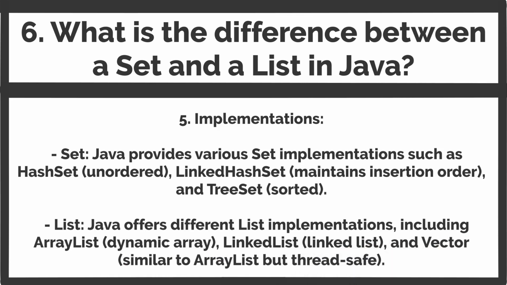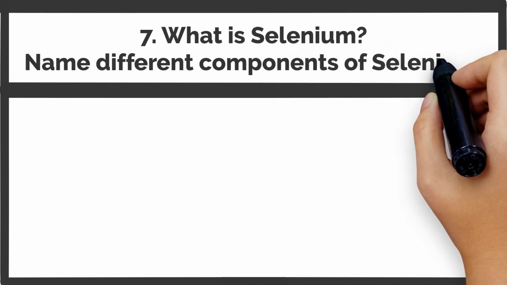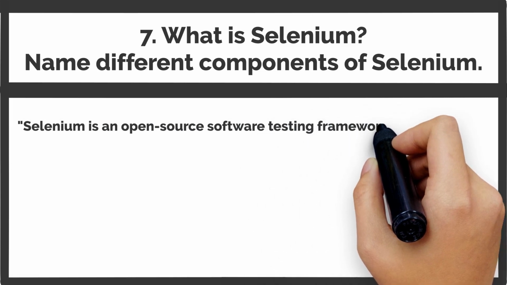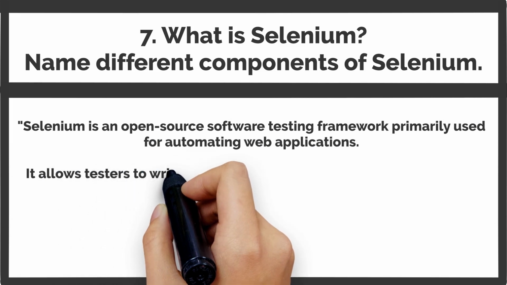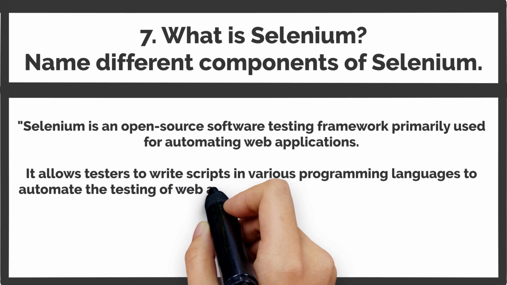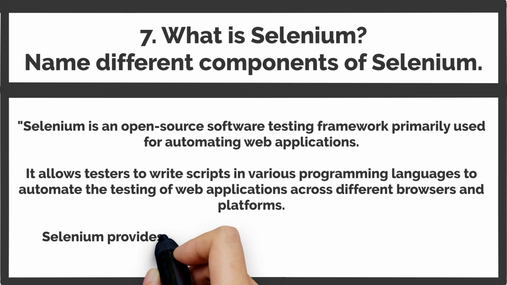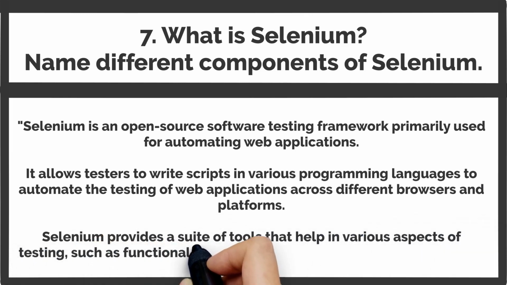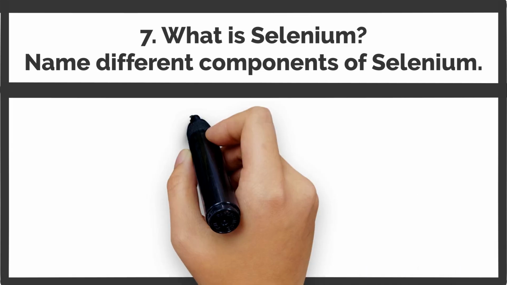7. What is Selenium? Name different components of Selenium. Selenium is an open-source software testing framework primarily used for automating web applications. It allows testers to write scripts in various programming languages to automate the testing of web applications across different browsers and platforms. Selenium provides a suite of tools that help in various aspects of testing, such as functional testing, regression testing, and load testing.